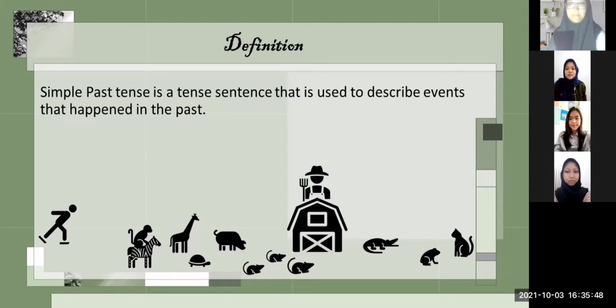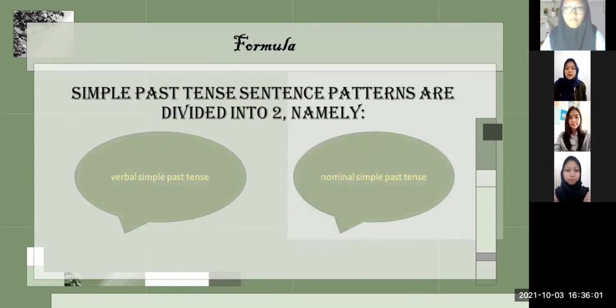Nominal simple past tense. Positive: subject plus to be was or were plus adjective or object. Negative: subject plus to be was or were plus not plus adjective or object. Question: to be was or were plus subject plus adjective or object. Notice: was is used for the subjects I, he, she, it. Were is used for the subjects you, we, they.